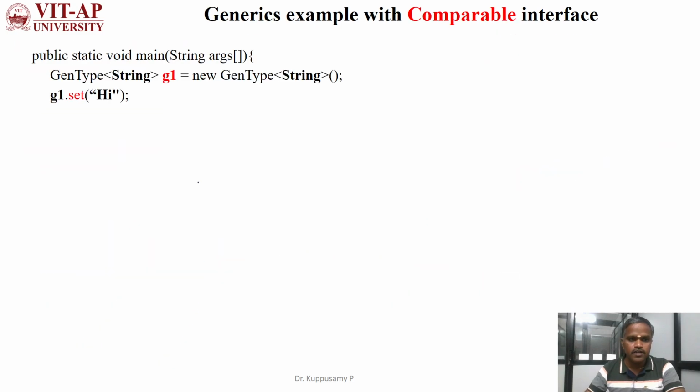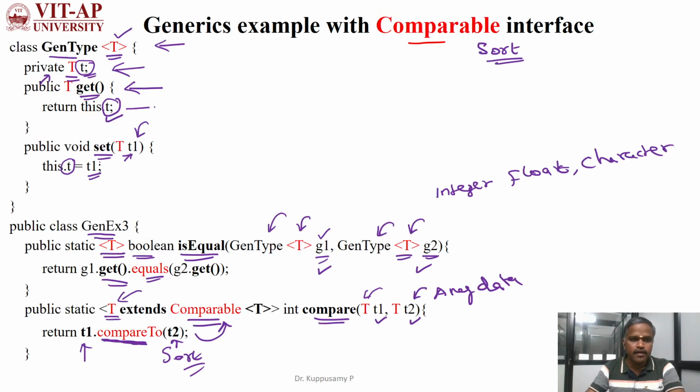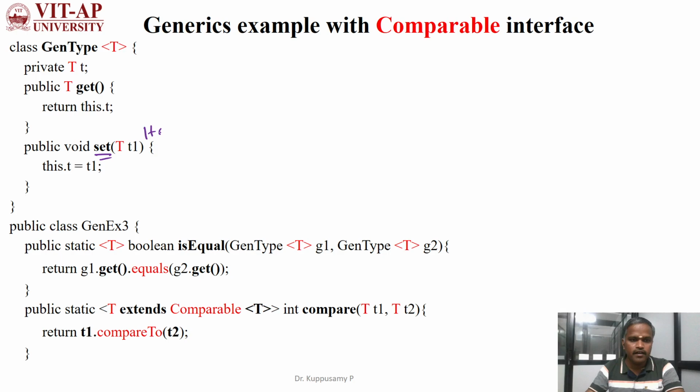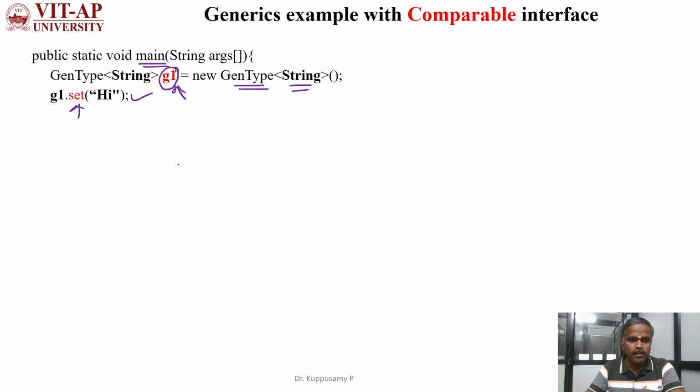Right, here you see I am receiving the object by creating it using the genType class. The data type here is String. Then I am calling the user defined method set by using this object g1, passing hi. So in this set method I am passing hi, so hi is set to the value t. So as of now the value is set to that variable t1, right?